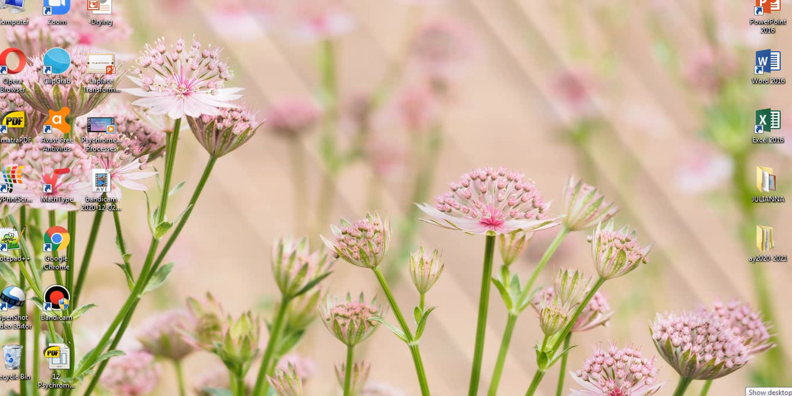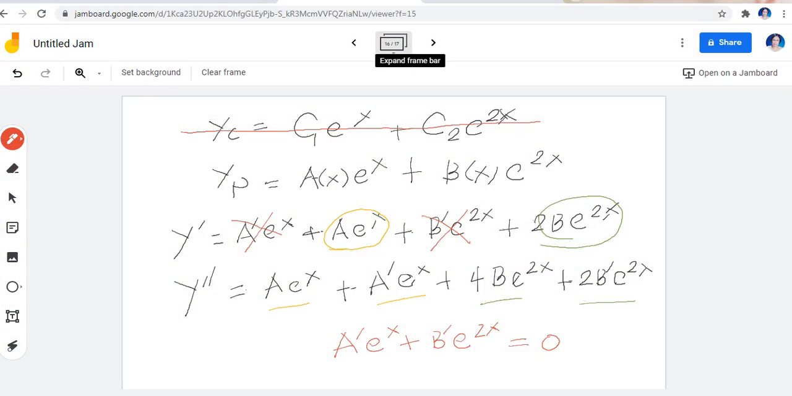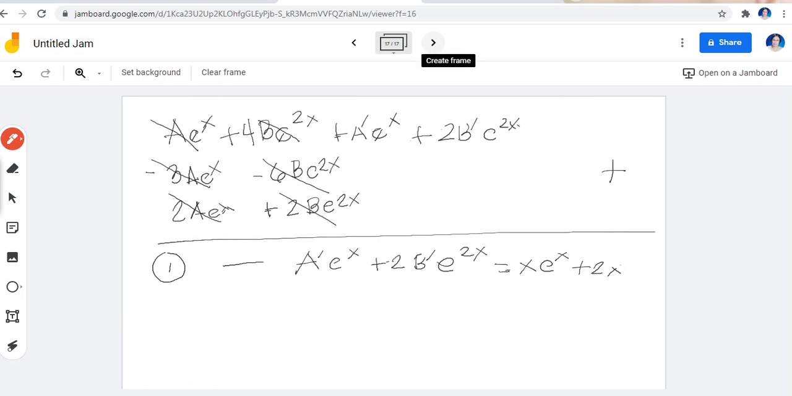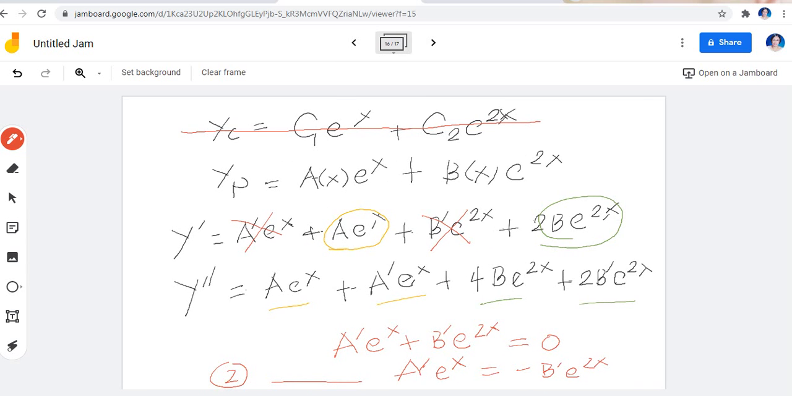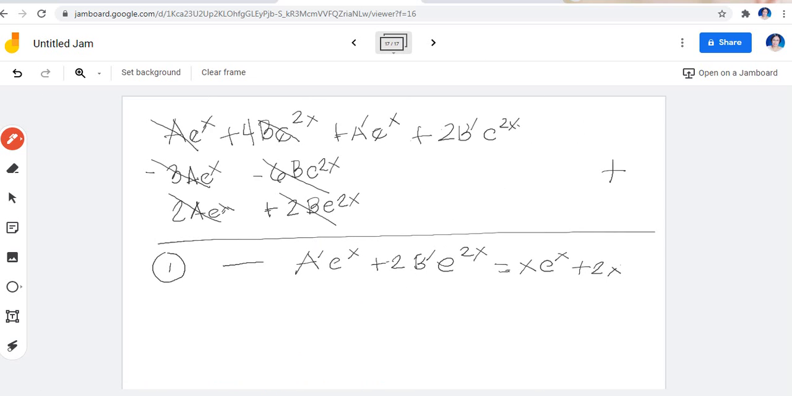From this one, we can have a relationship which is a prime e raised to x being equal to negative b prime e raised to 2x. So we can set this as our equation 2. That way, I can work this equation with the equation 1 that we have here to simplify the form. So you can see here that your a prime e raised to x is negative b prime e raised to 2x.